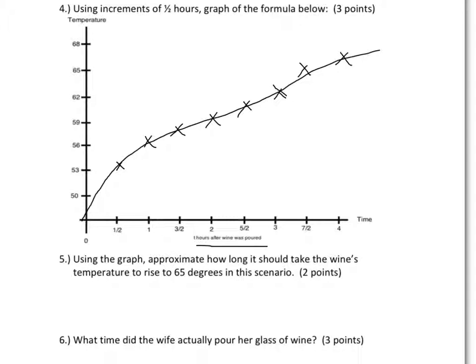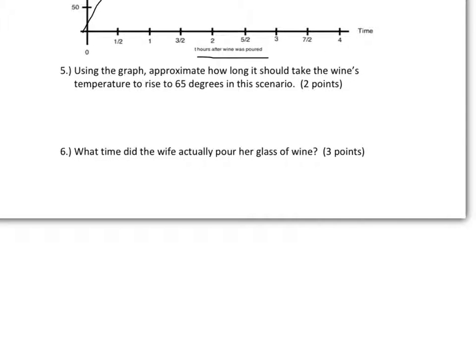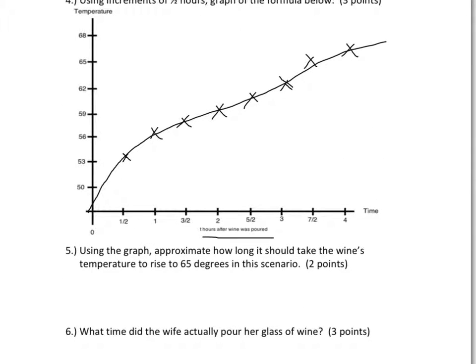So from here, we can go to question 5, and it says, using the graph, approximate how long it should take the wine's temperature to rise to 65 in this scenario. Okay, 65 degrees is about right here. So, about how long? I looked at 3.5. When we put 3.5 in for our time, we got 64.95, which is closest to this value. So I said it's approximately 3.5 hours for this to happen.